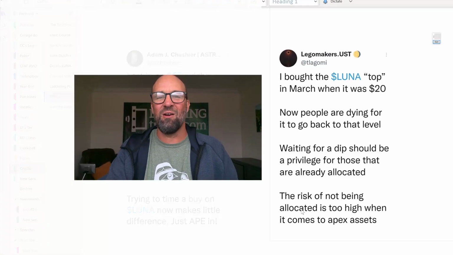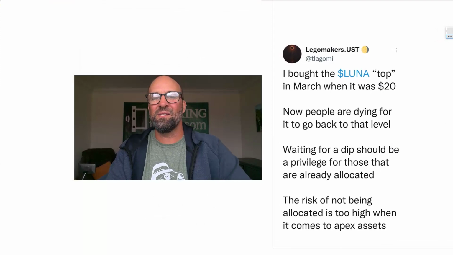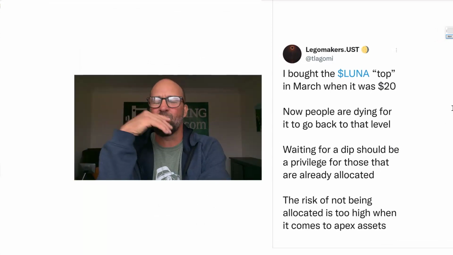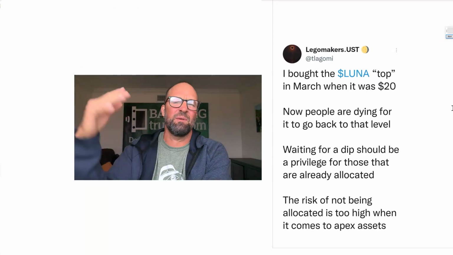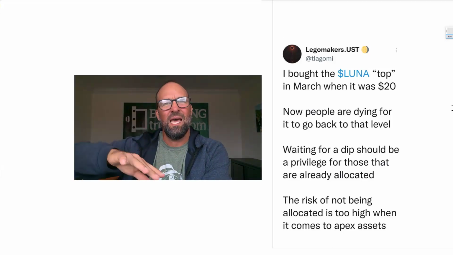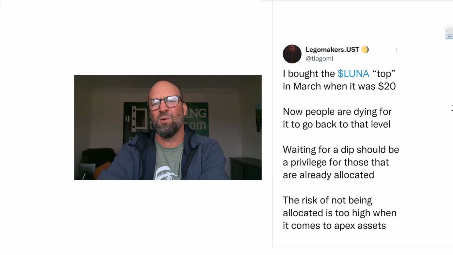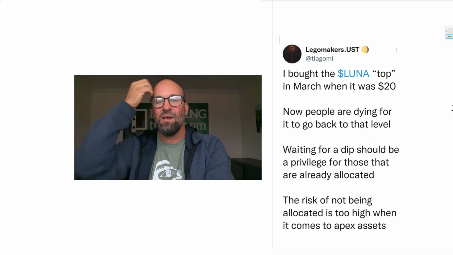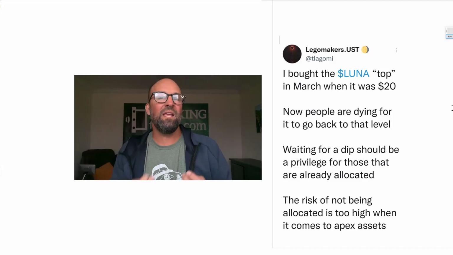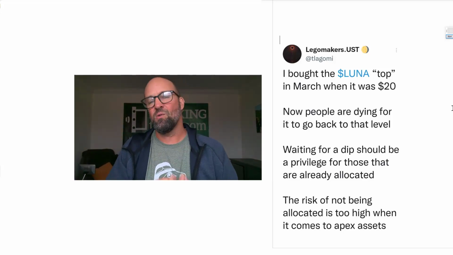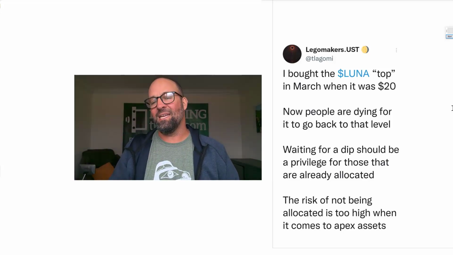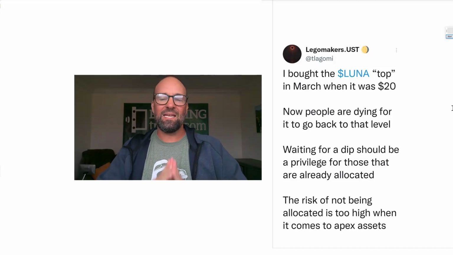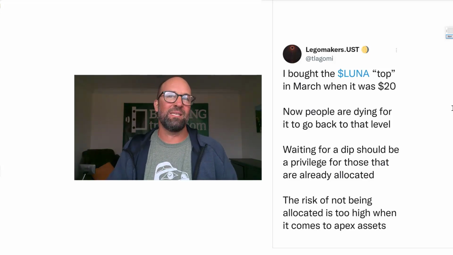Before I do, I'm just going to share a couple tweets. I love this tweet by Lego Makers. Both these tweets I'm going to show you were from when Luna had fallen from the 40s back to the 30s. And it said, I bought the Luna top in March when it was $20. Now people are dying for it to go back to that level. Waiting for a dip should be a privilege for those that are already allocated. The risk of not being allocated is too high when it comes to Apex assets.